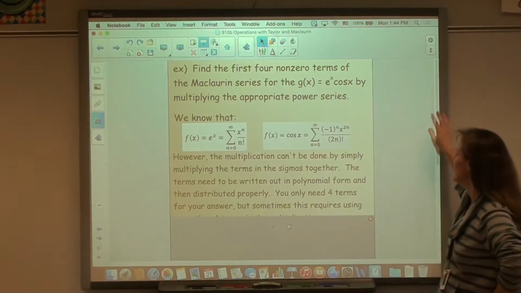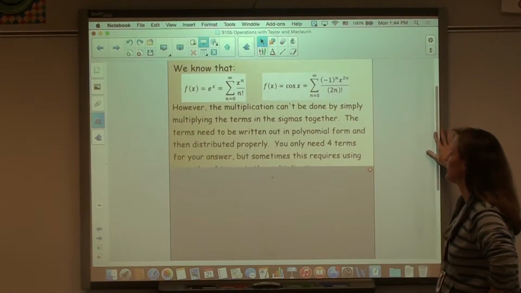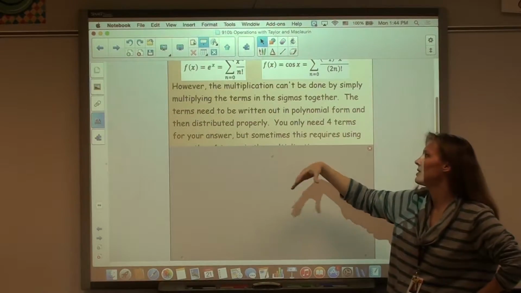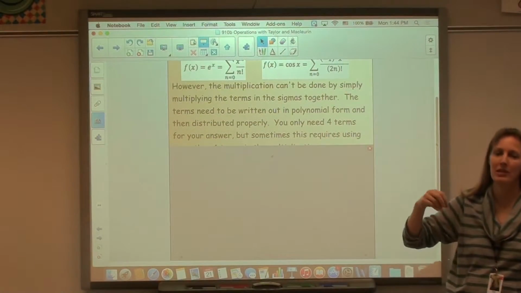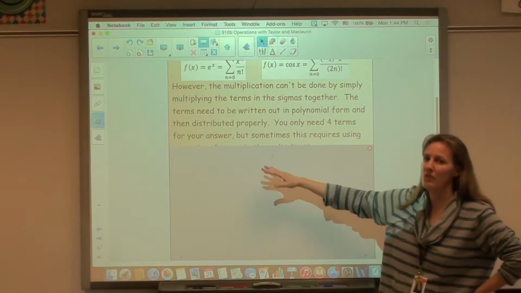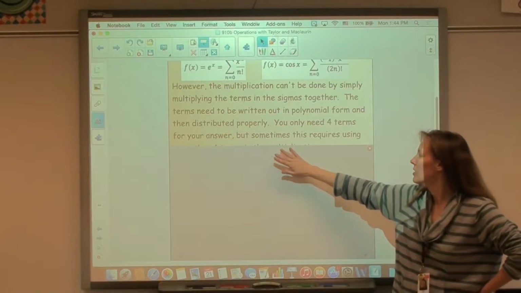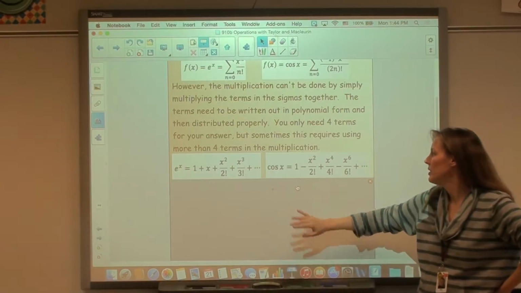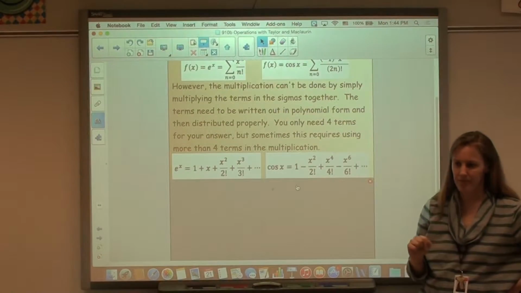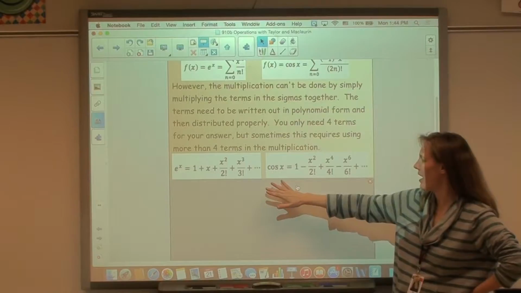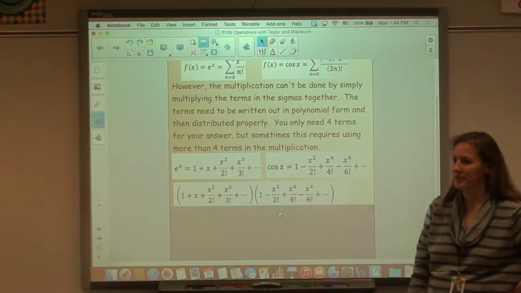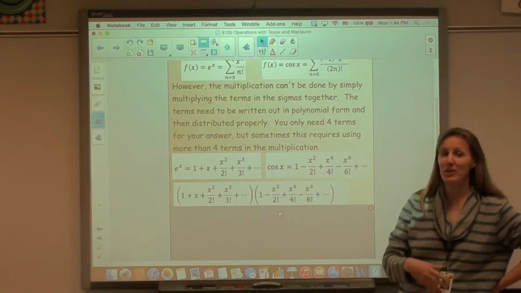This is just saying, hey, you can't just multiply the sigmas together. You have to actually write out the polynomials. You only need 4 terms for the answer, but sometimes you have to do more terms within the polynomials to get 4 final terms in the answer. So if you see us doing 5 or 6 terms, don't freak out. All right, so here's the 2 series written in polynomial form. So what we have is this times this, right? Remember when we used FOIL?